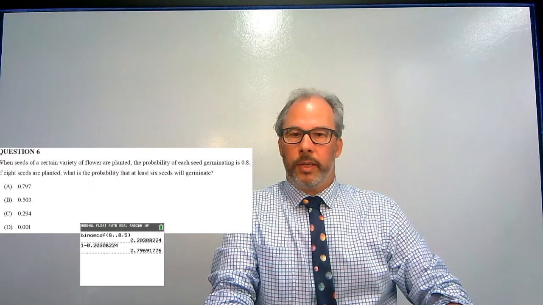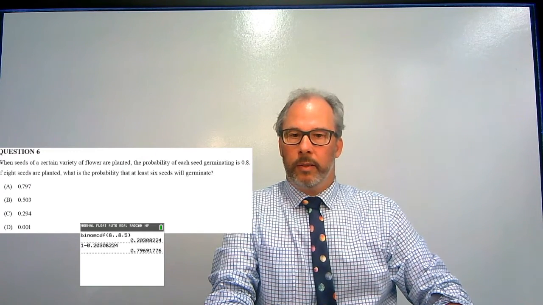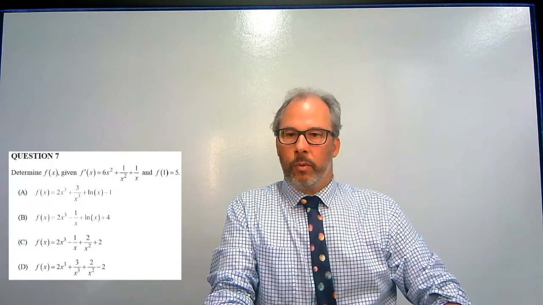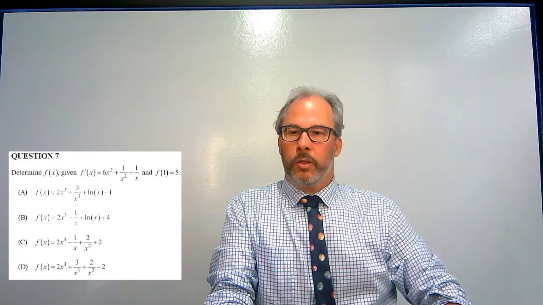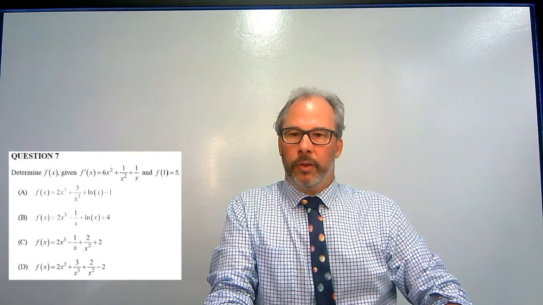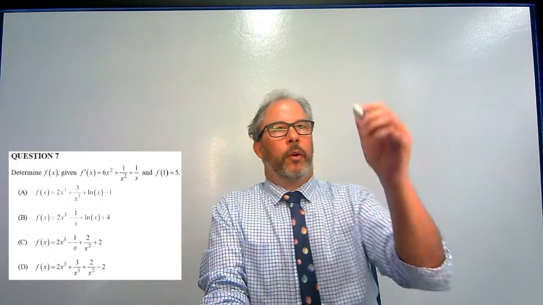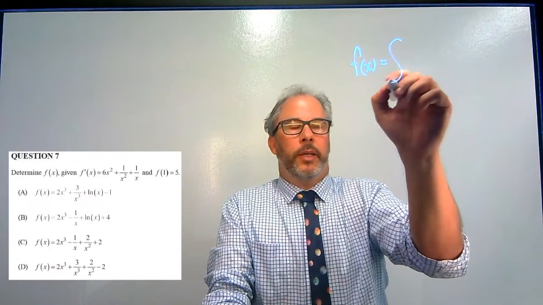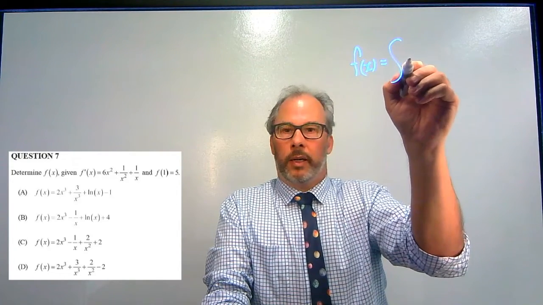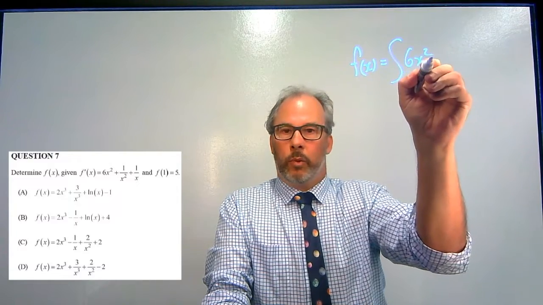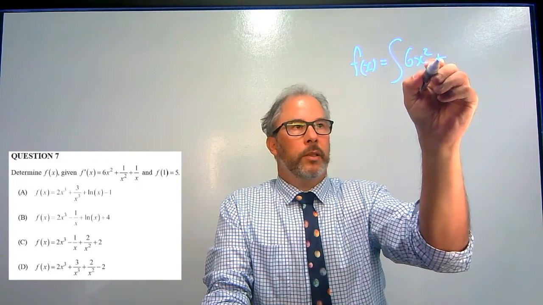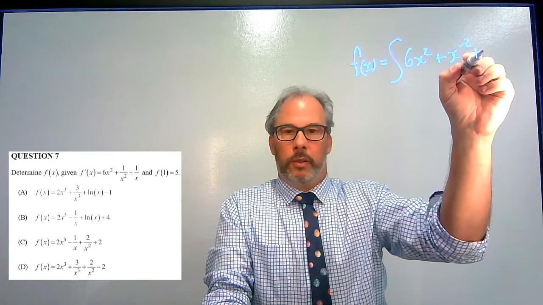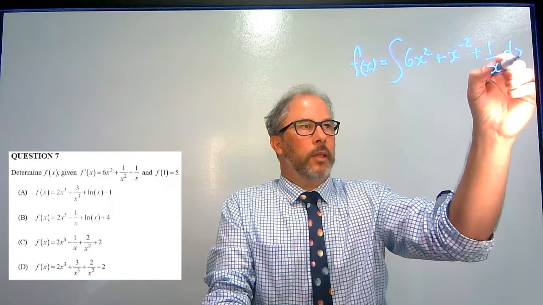Okay, question 7. We've got an integral question because we're looking at determining the function given the derivative. So we're given the derivative, so we actually want to work out what is the function, and that's going to be the integral of 6x squared plus x to the negative 2 plus 1 over x dx.